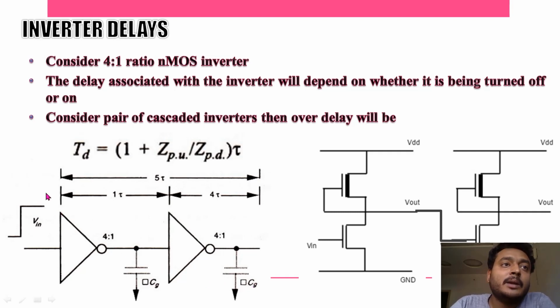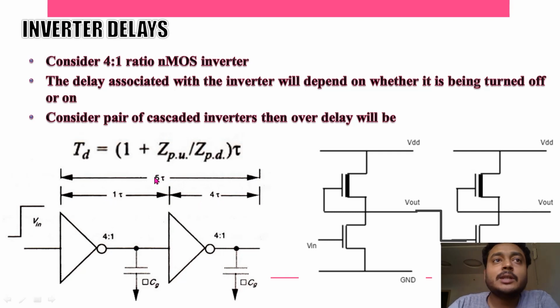Okay, so from here to here we have a delay of 1 tau, and from here to here we will have a delay of 4 tau. So this will be your delay unit. Delay unit of time, that is tau, we call it tau. We will see this later also. So total from here to here, for this cascaded stage, what will be the total delay? It will be 1 tau plus 4 tau, that will be 5 tau.